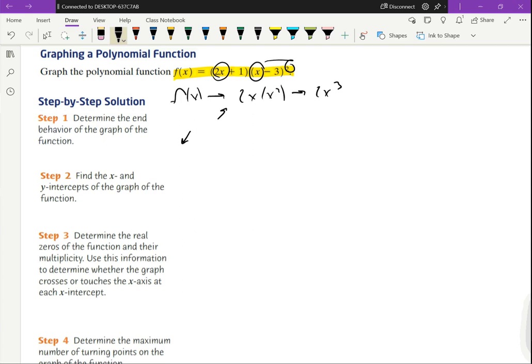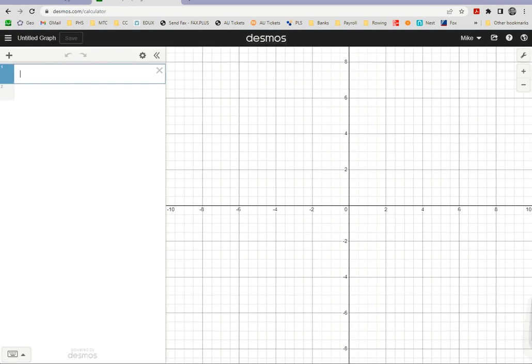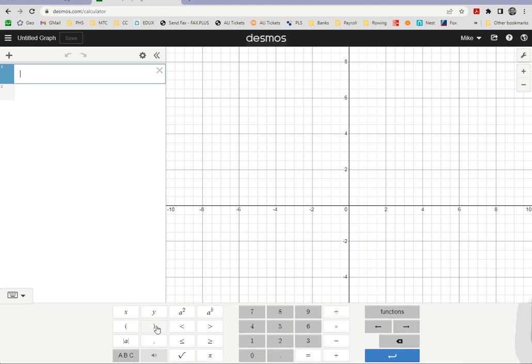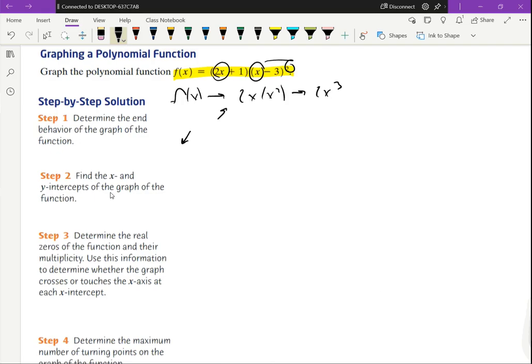When we take a look at our odd functions, they have that component to them. The odd functions, the ends do opposite things. If I go back and take a look at Desmos and ask what the x cubed function looks like, this is what the function looks like at the ends of the graph. The left side is going down, the right side is going up. That's what the end behavior will look like. So I could say here, opposites. Okay, so that's our end behavior.